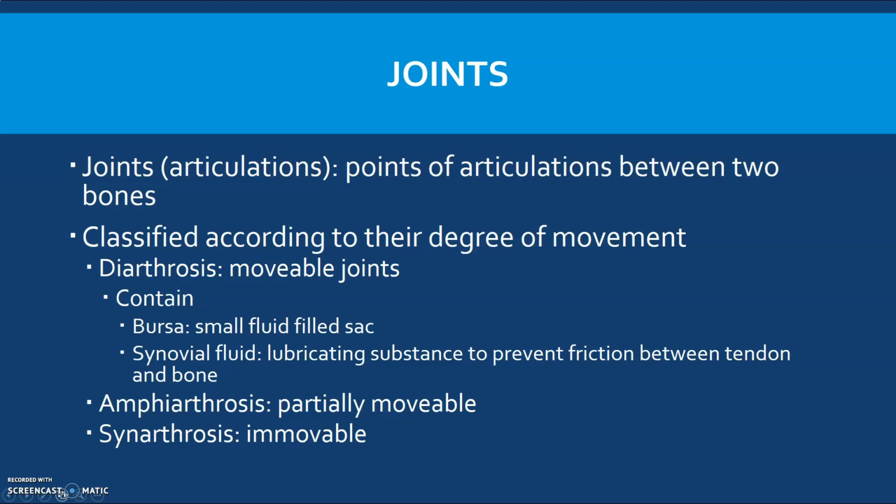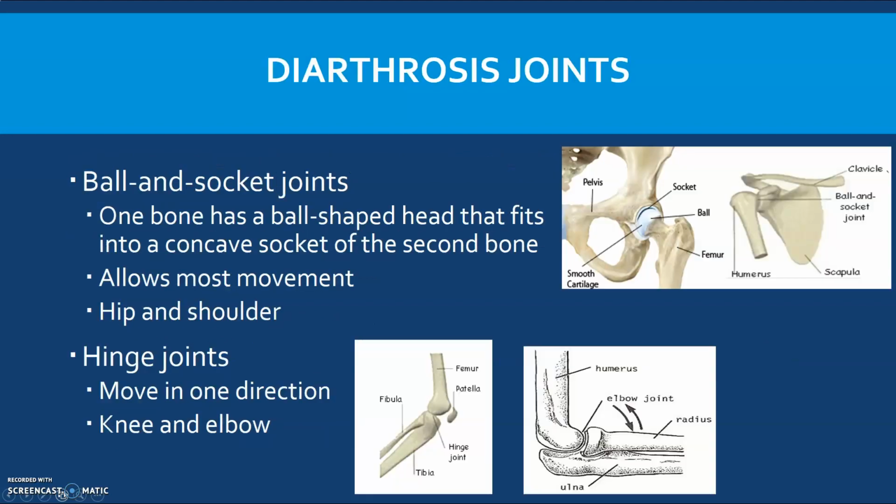Another type of joint is an AMPHIARTHROSIS joint, and an AMPHIARTHROSIS joint is considered partially movable. And then you have the SYNARTHROSIS joint, which are immovable joints. But let's bring our attention back to the DIARTHROSIS joints and talk about them.